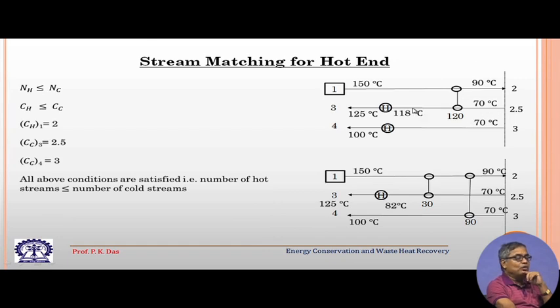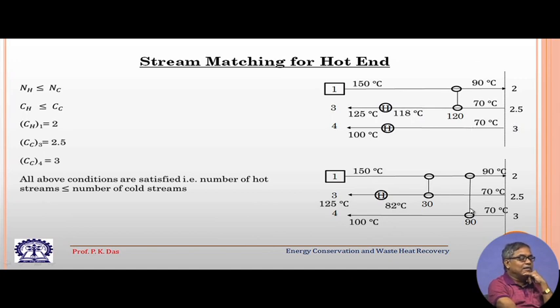For the other two streams, which are cold streams, we do not have any hot stream to exchange heat with. So, we have to use a hot utility here. We can find out what amount of hot utility has to be used, and we can solve this problem.